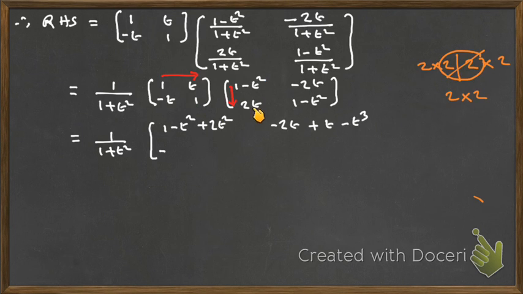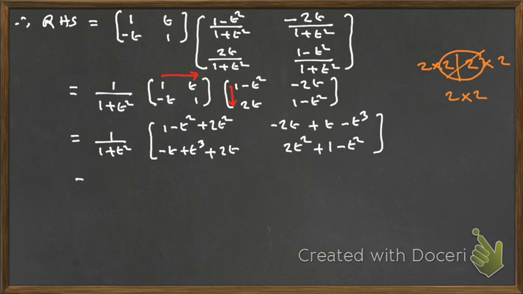Now the second row into the first column. So you got to do this carefully. Minus t into 1 minus t square. So when I do that, both the terms will get multiplied by minus t. Minus t into 1 is minus t. Minus t into minus t square is plus t cubed. Plus 1 into 2t is 2t. Again, second row into the second column. Minus t into minus 2t will be positive 2t square, plus 1 into 1 minus t square is 1 minus t square.